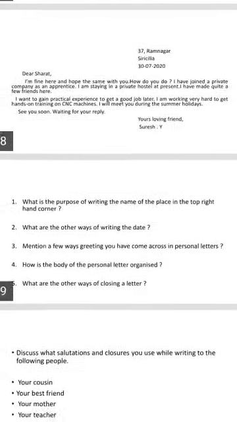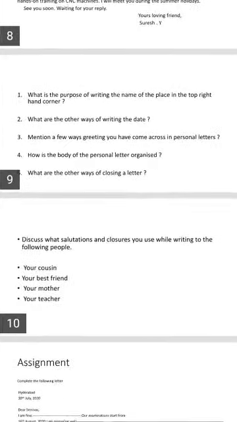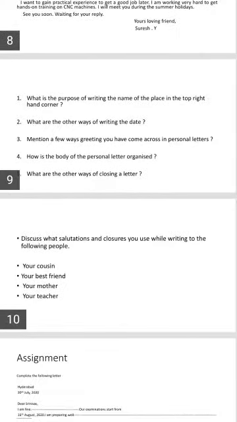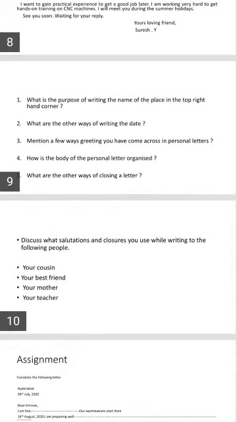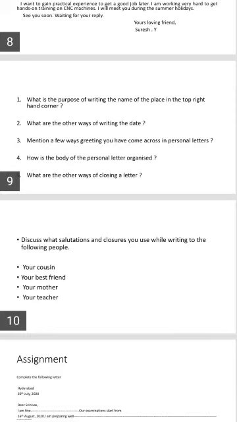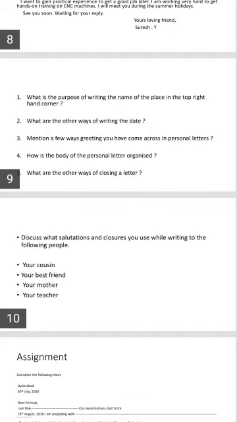Let us see the questions based on this letter. What is the purpose of writing the name of place in the top right hand corner of the page? The purpose of writing the name of the place in bold letters is that it is the first thing a person glances at. So the person who is reading the letter can gauge from where the letter has arrived.